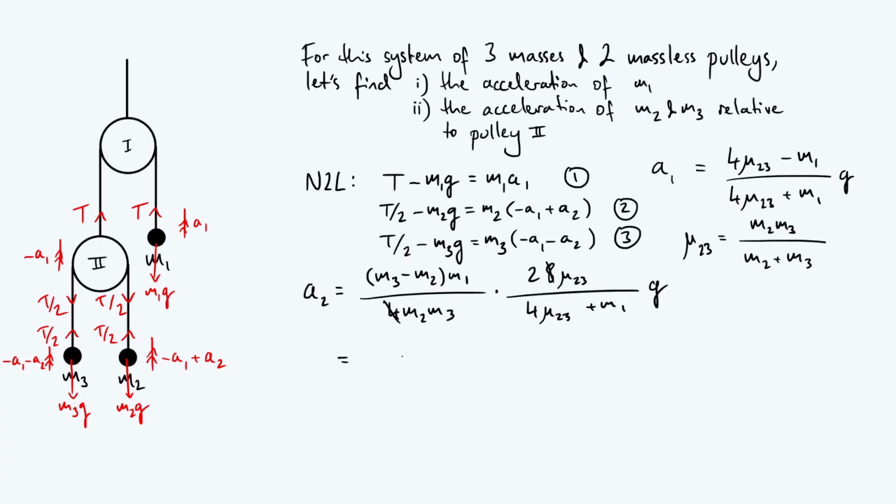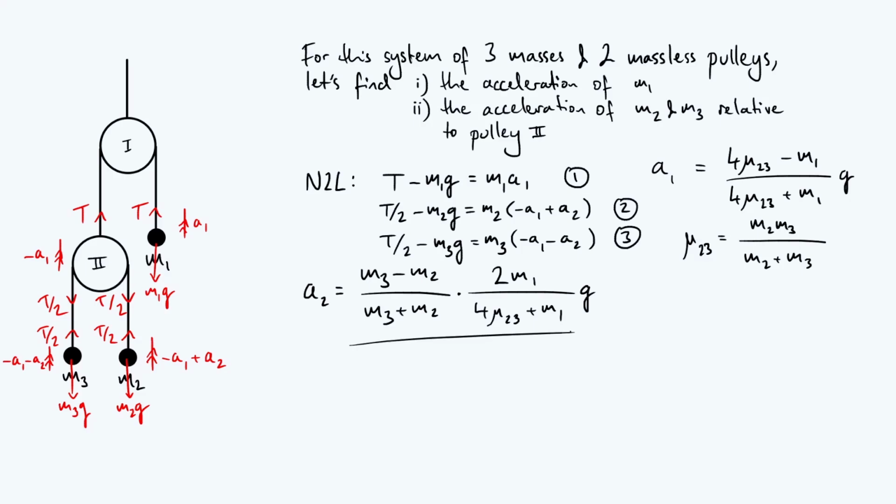So that means you can rewrite this whole expression as M3 minus M2 over M3 plus M2. Then I'm going to put my M1 as the numerator of the next fraction. So M1 over 4 mu23 plus M1. Don't forget that factor of 2 as well there. And then g at the end. So there's our result for A2.